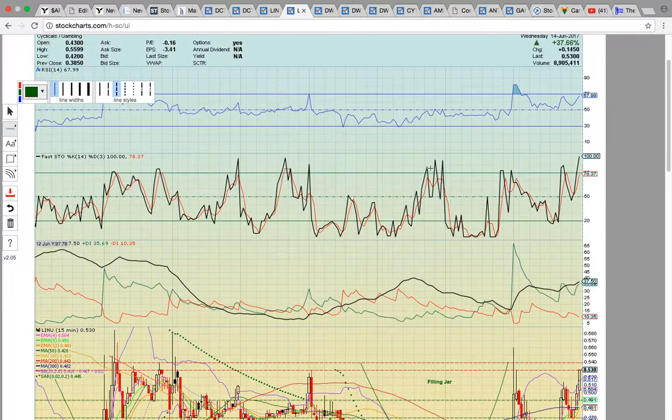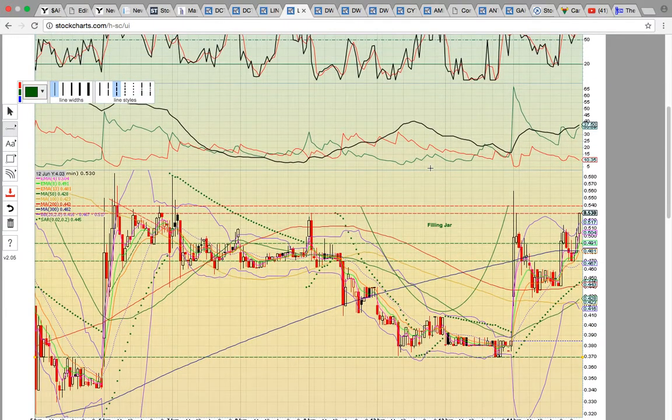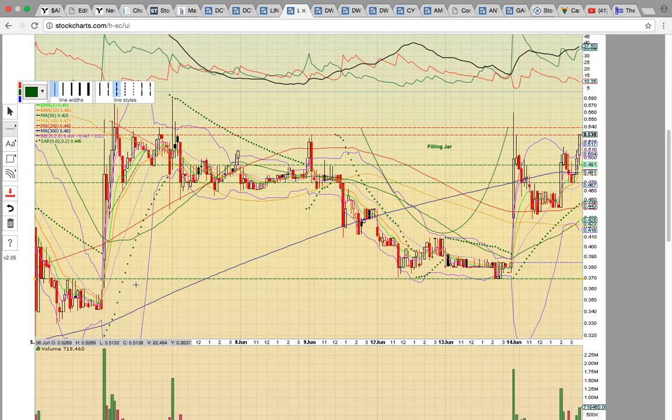If you take a look here at the 15-minute LINU chart, you can see what's going on. The share price is headed back here to these June 6th and June 7th levels. Notice it's been filling the jar. It dropped all the way down here to 37, and then now it's worked its way all the way back up to 53, testing 54, and that was the previous high close back here on the 6th.